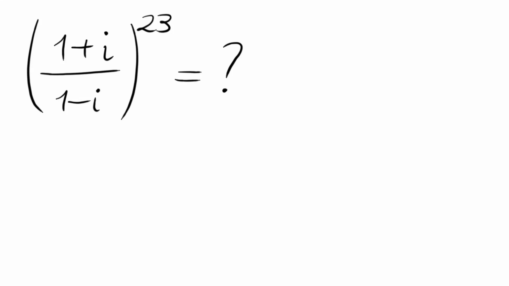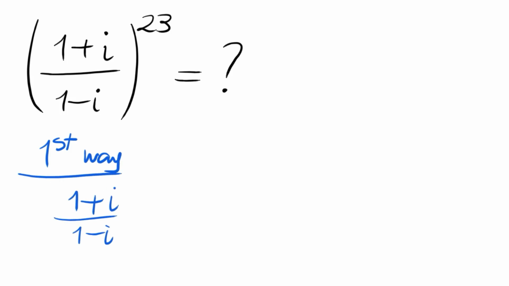We have a question of complex numbers: (1 + i) divided by (1 − i), all raised to the 23rd power. Now my friends, before doing this 23rd power, we can try to divide these two complex numbers. That makes our first method. Our first way is (1 + i) divided by (1 − i). We will try to have a result for this division.